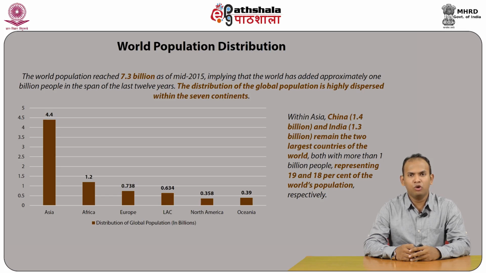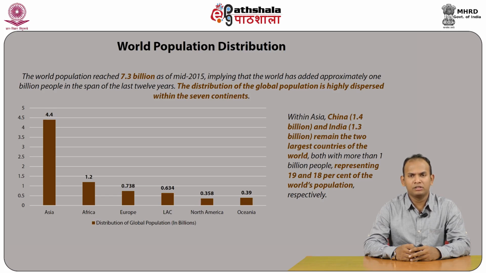The distribution of the global population is highly dispersed within the 7 continents. Maximum of the world population, about 60%, lives in Asia, that is about 4.4 billion, 16% in Africa, that is 1.2 billion, and 10% in Europe, 738 million, 9% in Latin America and the Caribbean, around 634 million, and the remaining 5% in Northern America, that is 358 million, and Oceania, that is 39 million.